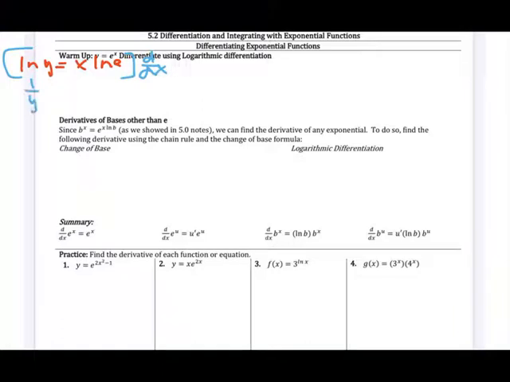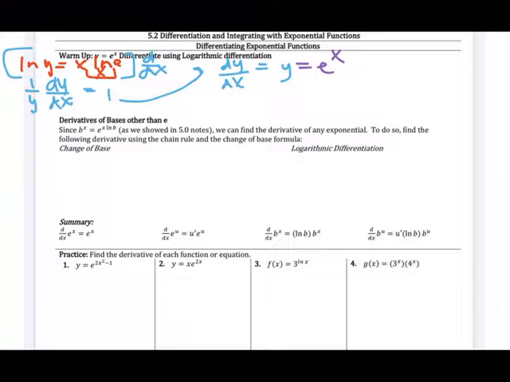So this is going to give me 1 over y dy dx equals, well, natural log of e is just 1, so this whole thing just simplifies to be x, and then when I take the derivative of that, I just get 1. So now let's multiply both sides by y so that I can have dy dx isolated. So I'm going to get that dy dx is y. And y, going back to the beginning of this problem, y was just e to the x.